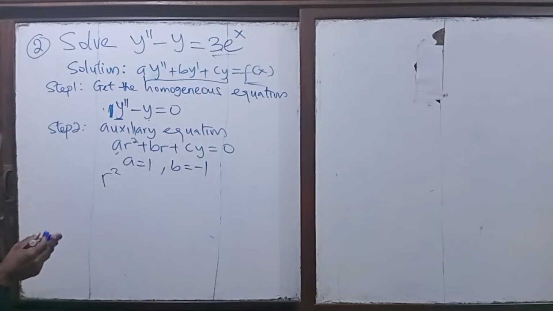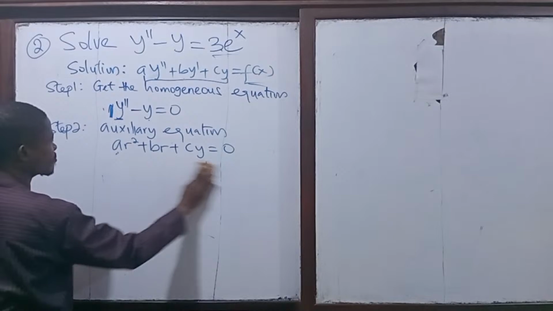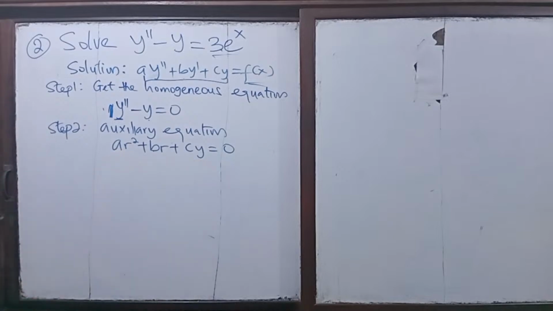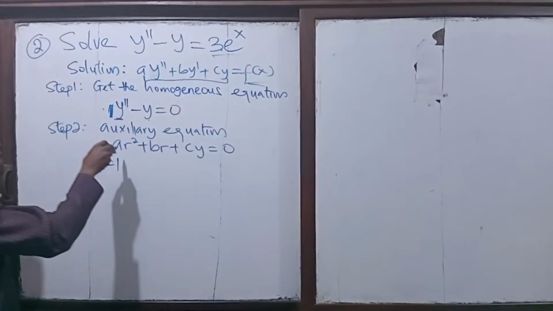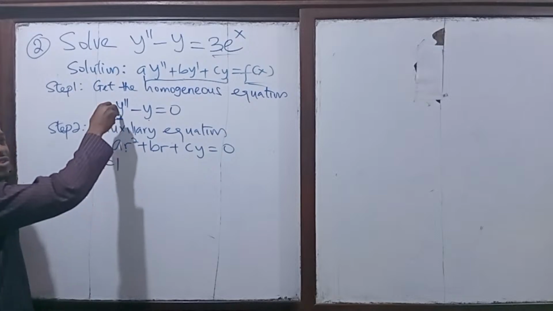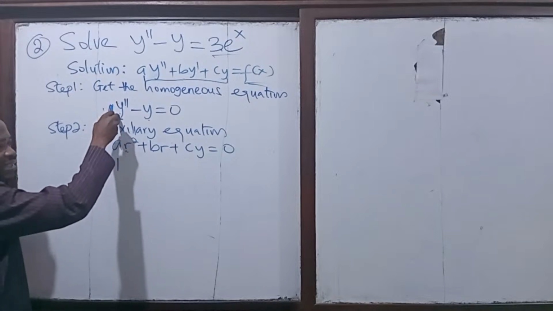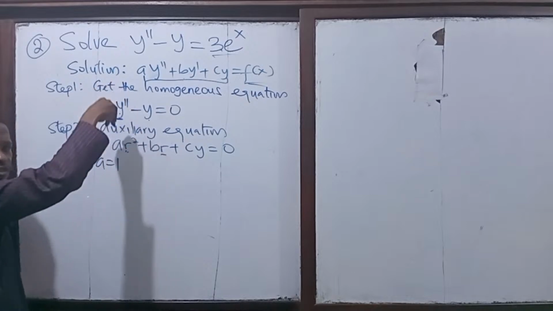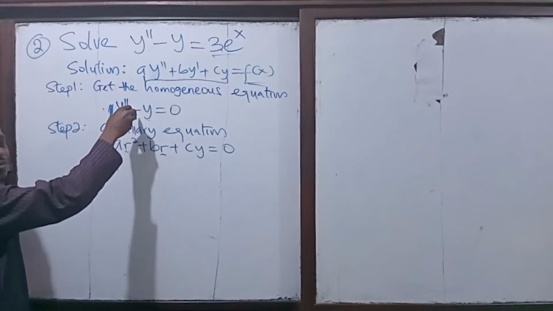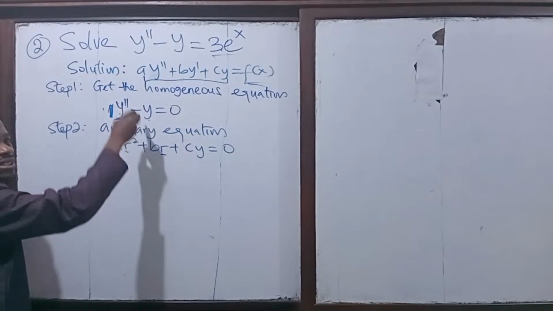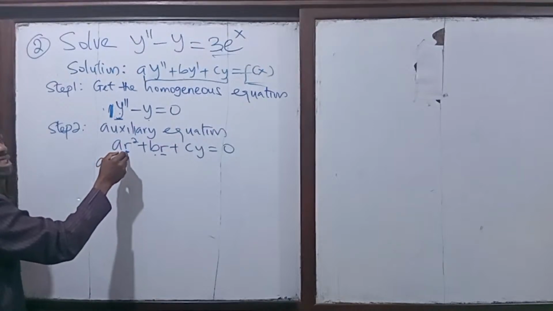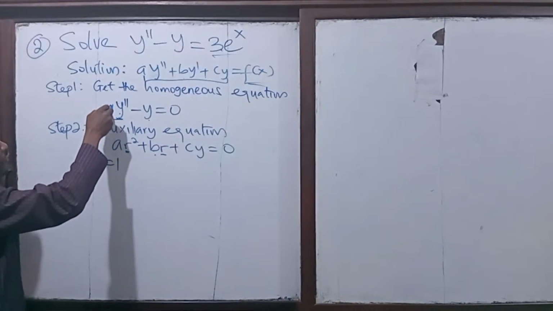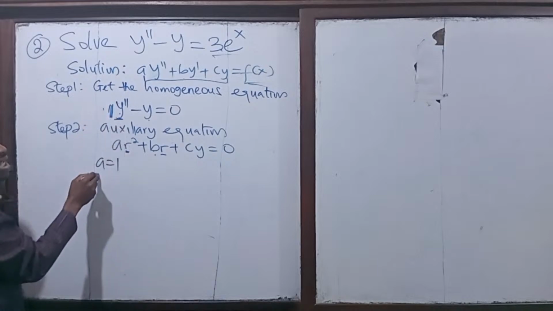Let me quickly make adjustments. I said a is 1, but you have to note, wherever you see r squared is for second differential. R is for first differential. So we don't have r in this place. The second differential is for r squared. The attachment to your second differential is 1. So that means a is 1.